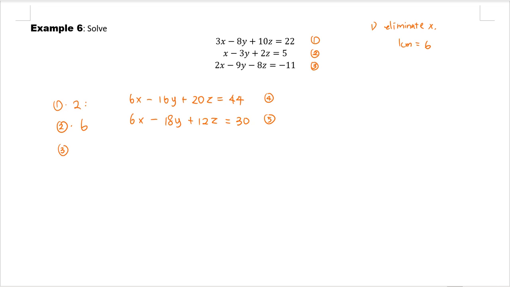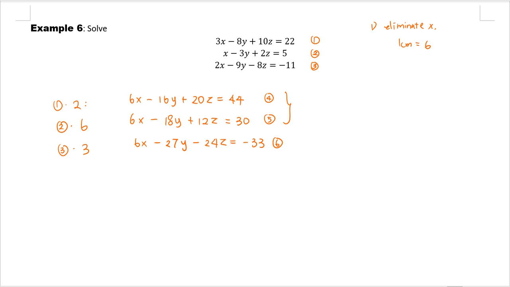The third equation, we multiply by 3. 3 times 2 is 6x. 3 times 9, 27. 3 times 8, 24z. 3 times negative 11, negative 33. So this is equation 6.